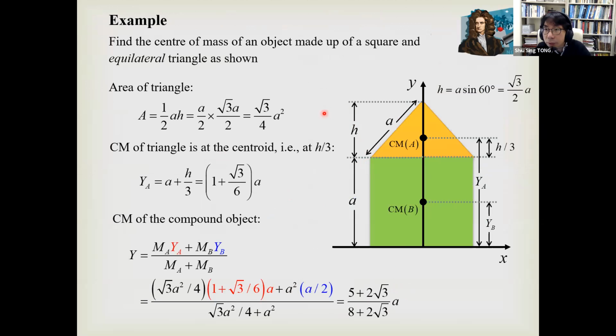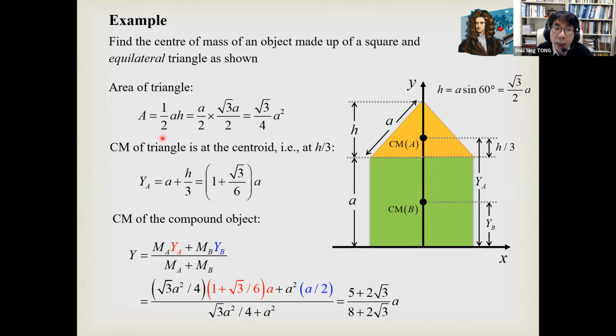Now we should try to use this formula to calculate the center of mass of this lamina, again a lamina on the XY plane. The lamina consists of a square of side equal to A, and an equilateral triangle with a side equal to A. The triangle is at the top of the square, and the square is placed with its base on the x-axis. We want to find the height of the center of mass of the composite object above the x-axis.